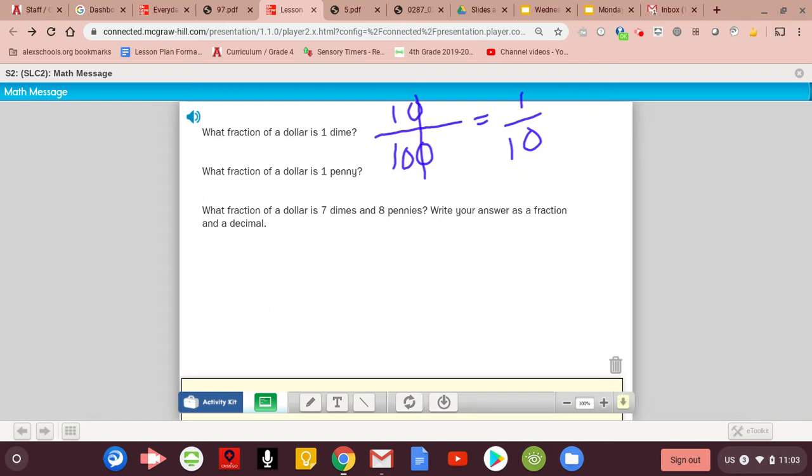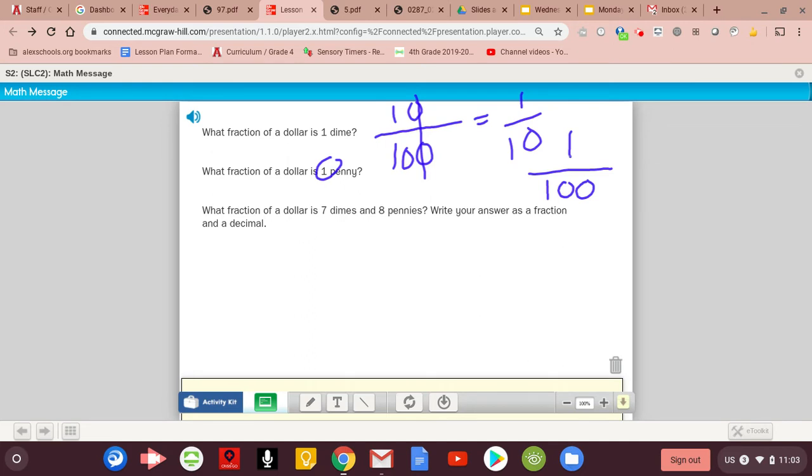Then it says, what fraction of a dollar is 1 penny? I already mentioned that there's 100 pennies in a dollar, and here it is asking how many is 1 penny. So it would just be 1. 1 penny out of 100 is 1 penny out of a dollar.